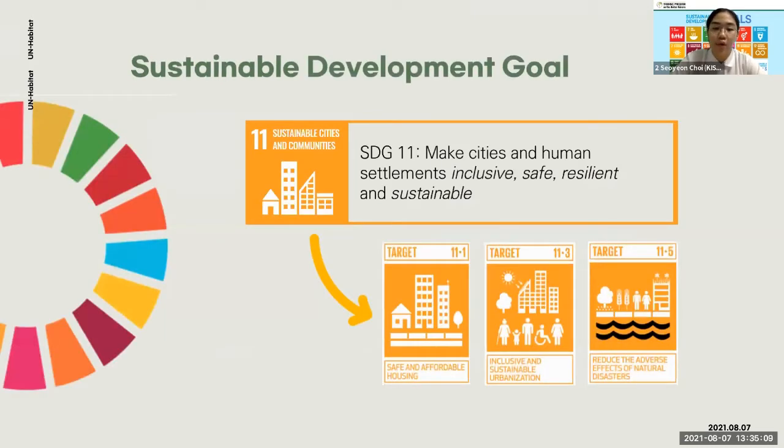Specifically, if you focus on each target under Goal 11, we can notice that those targets and UN Habitat are heading toward a similar goal. For example, to explain a few targets that are relevant to the program held in Cambodia: 11.1, safe and affordable housing; 11.3, inclusive and sustainable urbanization; and 11.5, reducing the adverse effects of natural disasters.